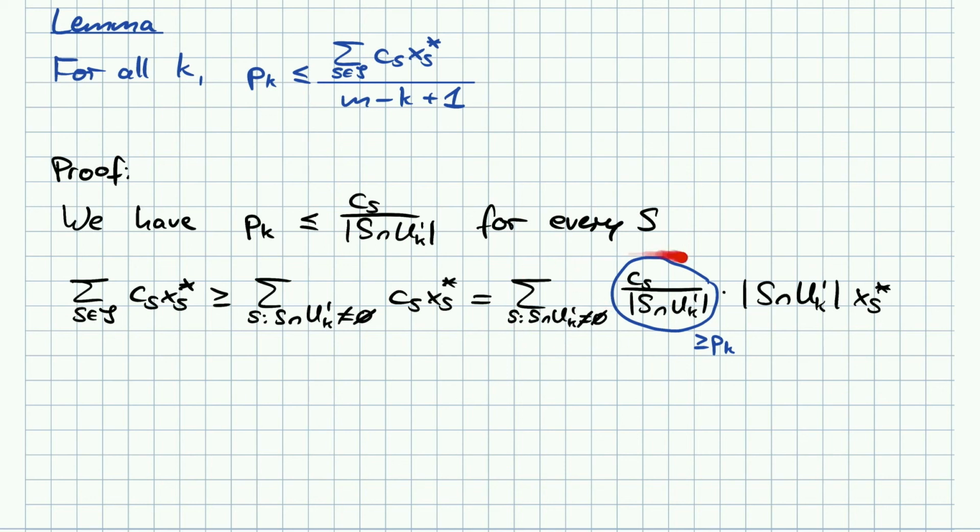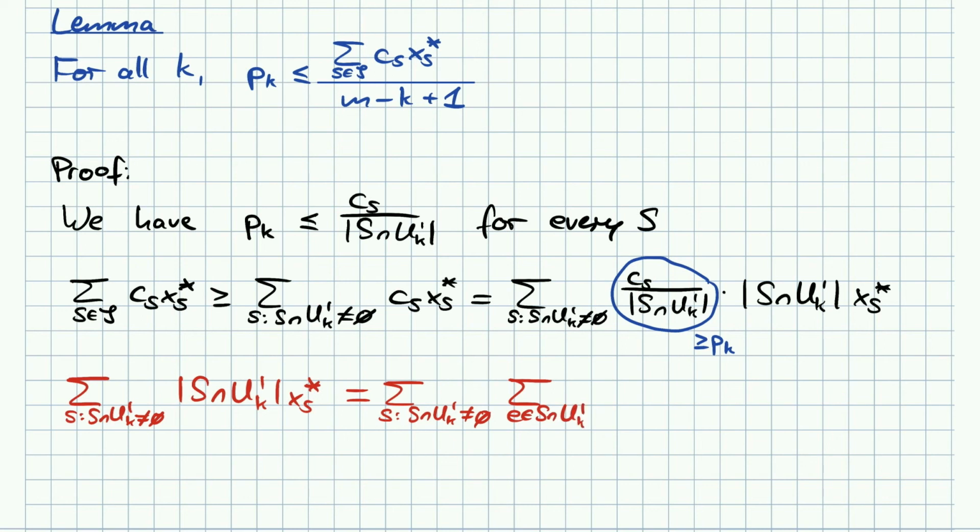And what do we have regarding the rest? So this is at least pk. Now what do we have for the other sum? Take the sum over all S of S intersect Uk prime times XS star. Now how much is this? We can play around with that. Namely, what we can do is instead take the sum over all elements here rather than taking the cardinality here. And now what we'll have to do is just to swap the sums.